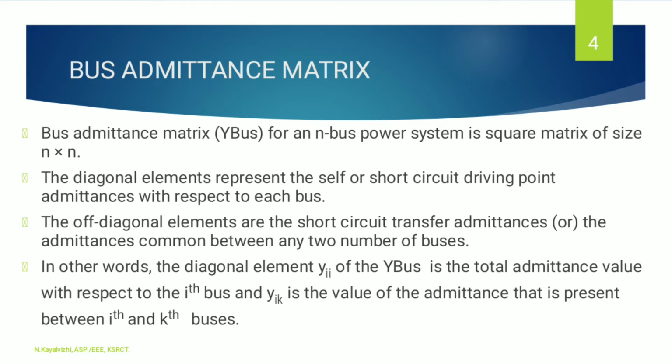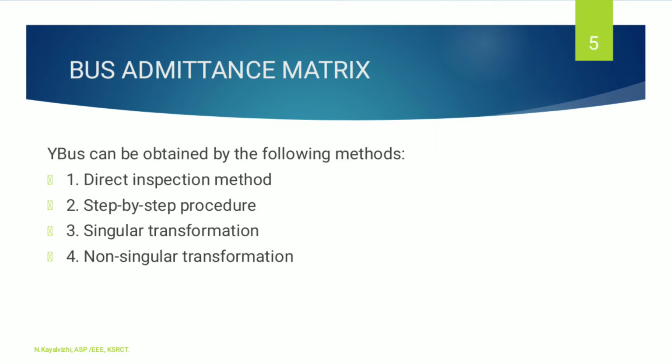The diagonal element represents the self or short circuit driving point admittances with respect to each bus. The off-diagonal elements are the short circuit transfer admittances, the admittance common between any two buses. So in other words, the diagonal element Yii of the Y bus is the total admittance value with respect to the ith bus, and Yik is the value of the admittance that is present between the ith and kth buses.